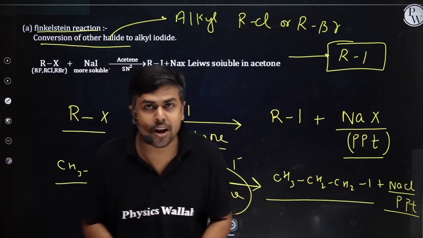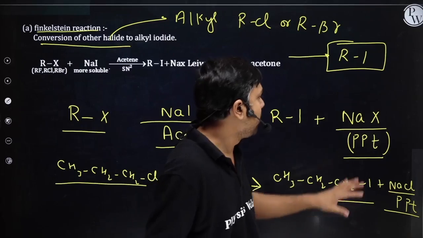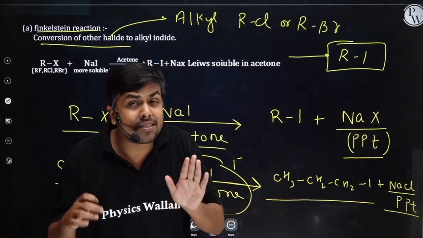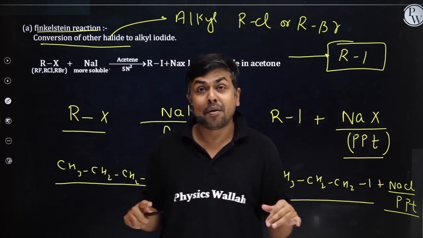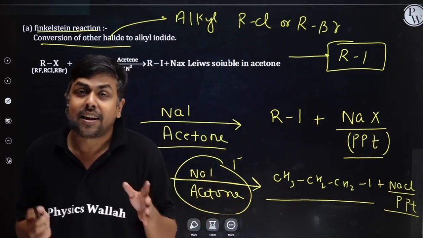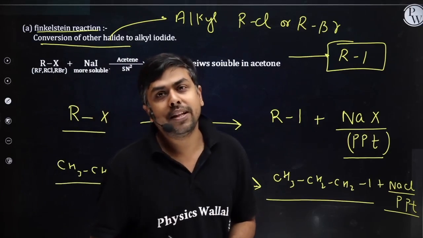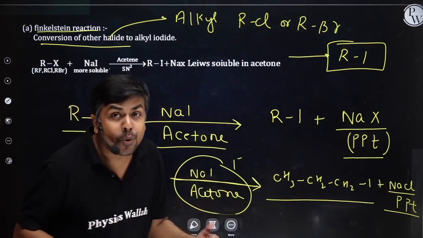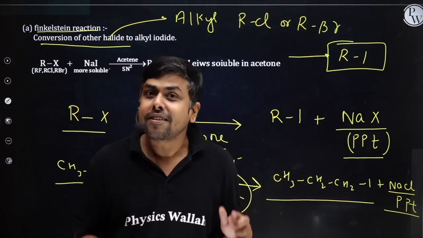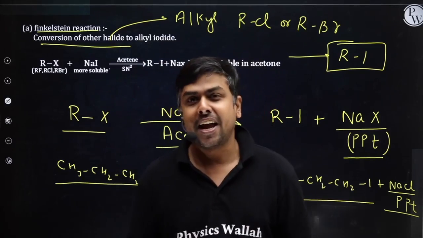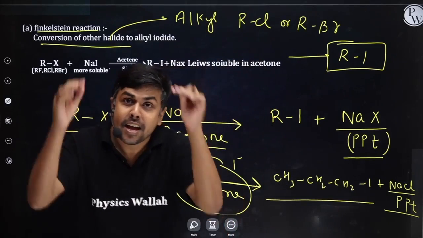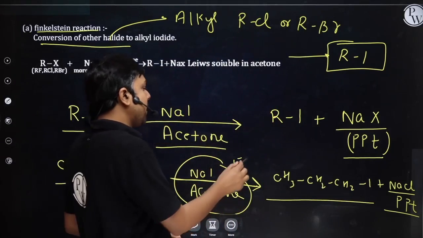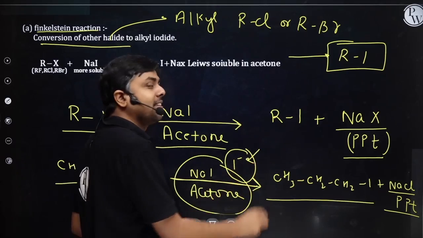Along with alkyl iodide, we may get a precipitate of NaX, because this NaCl, NaBr is having less covalent character, right? It is having more ionic character, and ionic compounds are less soluble in polar aprotic solvent, right? Whereas this NaI is having more covalent character. Larger the size of anion, more is the covalent character. That's why this NaI is more soluble in acetone, and if it is soluble in acetone, it will act as a source of I minus.